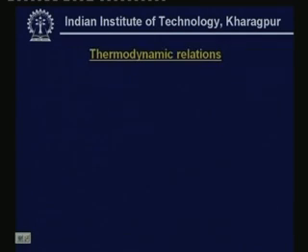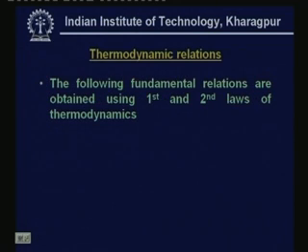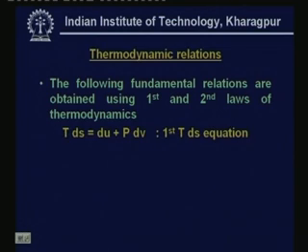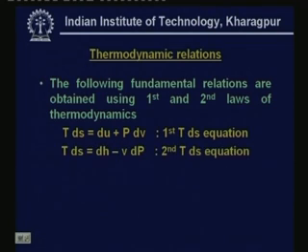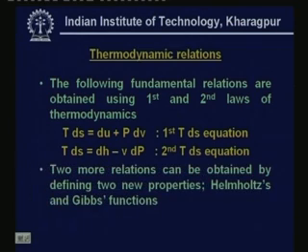Let's look at thermodynamic relations. What I am going to show here are the fundamental relations which are obtained using first and second laws of thermodynamics. The first relation is given by TdS is equal to dU plus PdV. This is known as the first TdS equation, and the second TdS equation is given by TdS is equal to dH minus VdP. These two relations are very important, and we shall see how we use them. Since these equations contain only properties, they are valid for both reversible as well as irreversible processes. And two more thermodynamic relations can be obtained by defining two new properties known as Helmholtz function and Gibbs function.